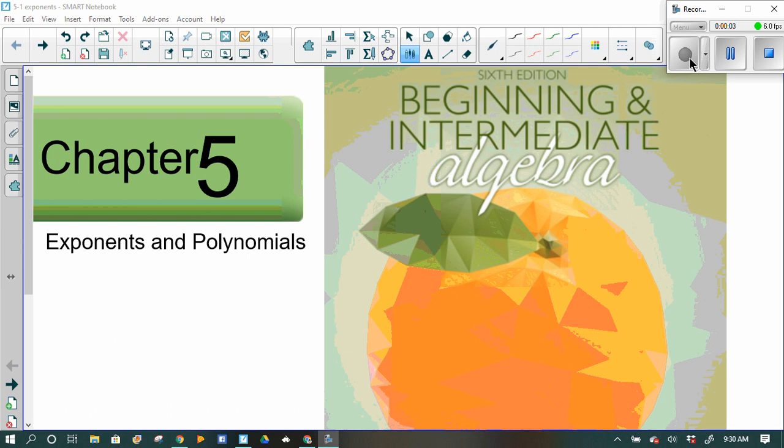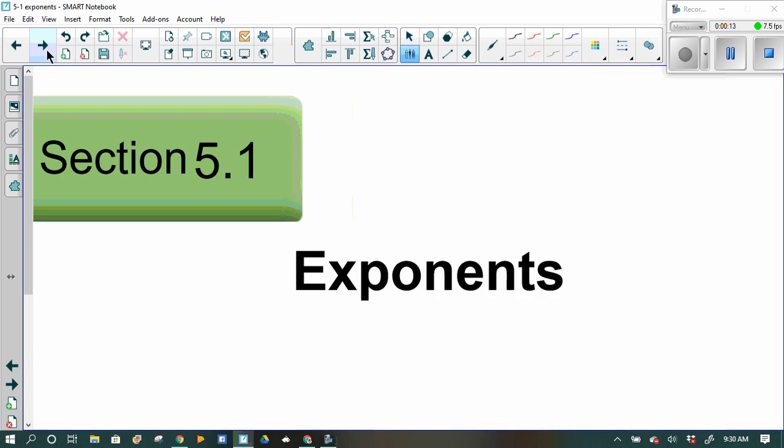Okay, so today we are going to start chapter 5. So we're going to look at 5.1. 5.1 is dealing with exponents. So we're going to look at all the rules that exponents have. They're going to seem overwhelming at first, but they're really not that bad.